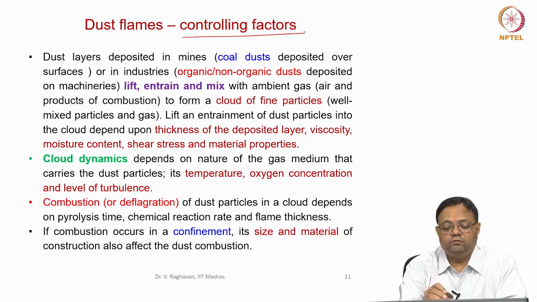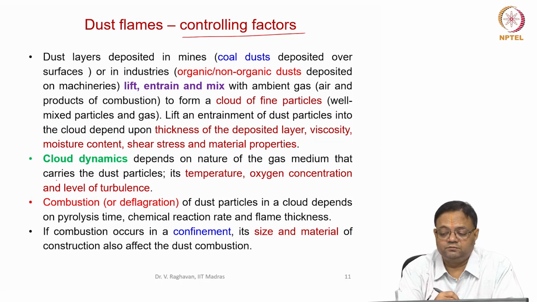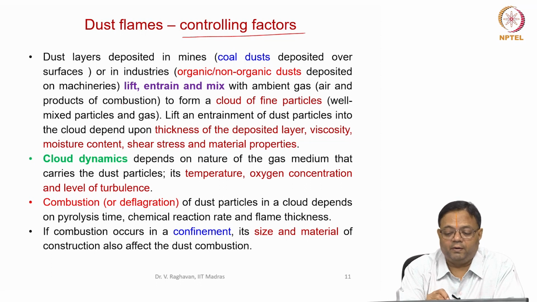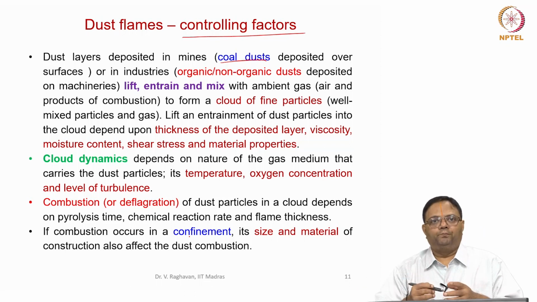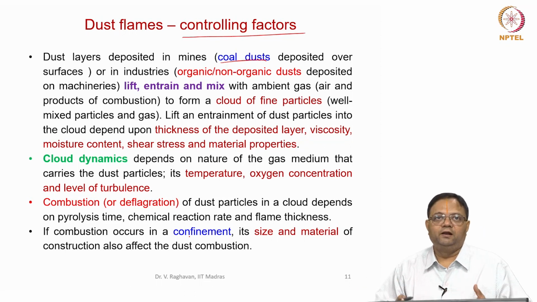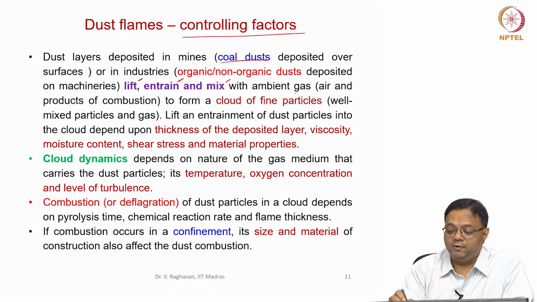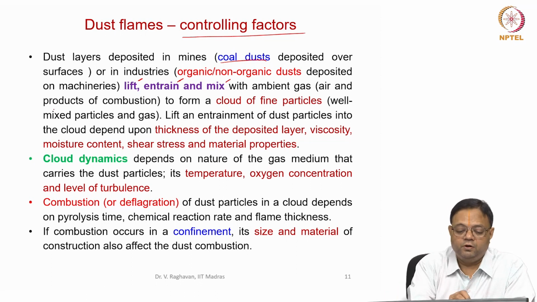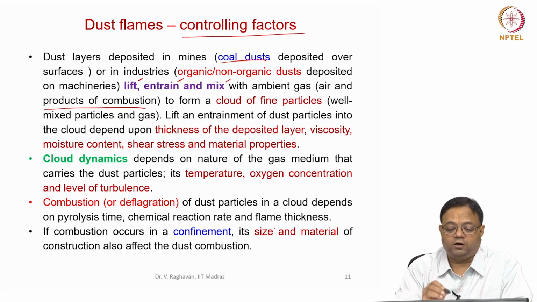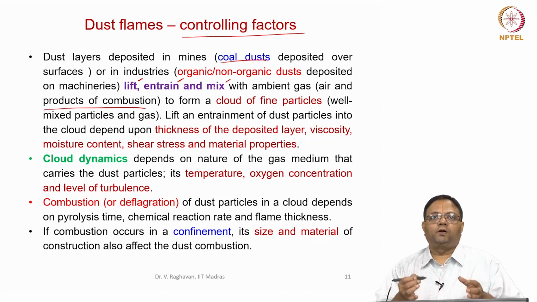Okay, now for the dust flames, there are several controlling factors. Dust layers are deposited in mines, coal dust for example, on surfaces of mines, or industries which handle organic or inorganic dust which is deposited over machineries. Now if there is a flow, these dust particles are fugitive. They lift, get entrained into these gases and mix well with the ambient gas. This ambient gas need not be only air, it can be air plus some products of combustion also, that may be hotter.